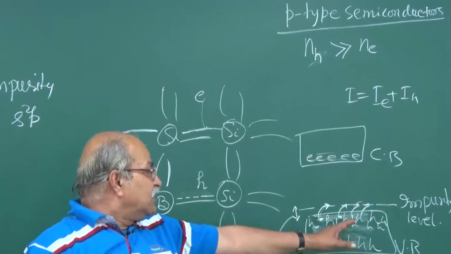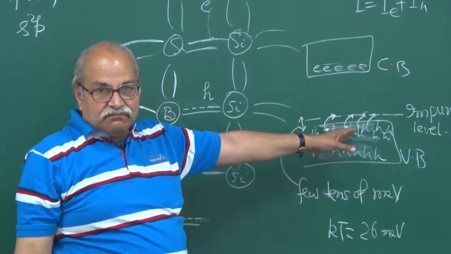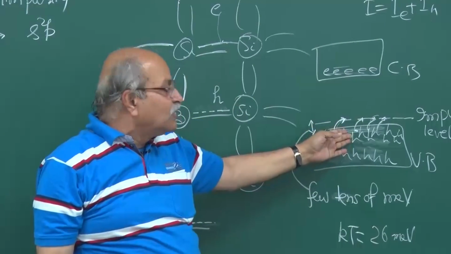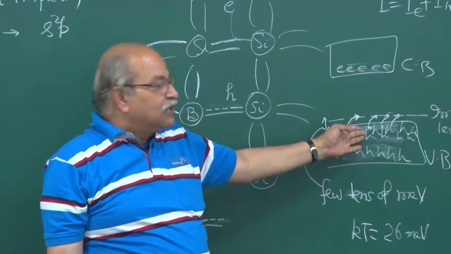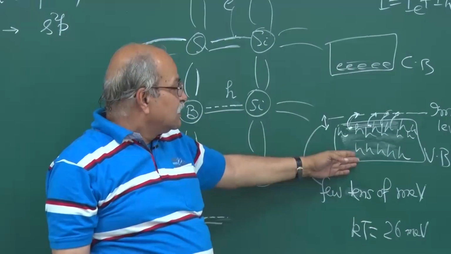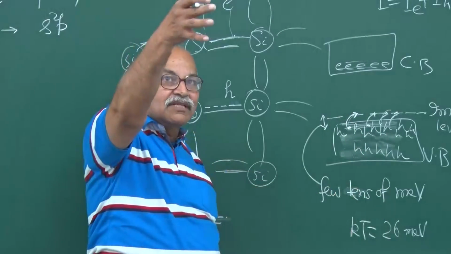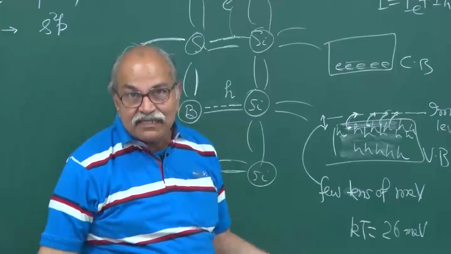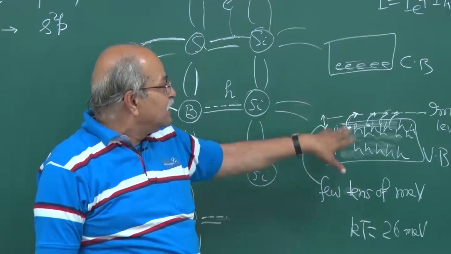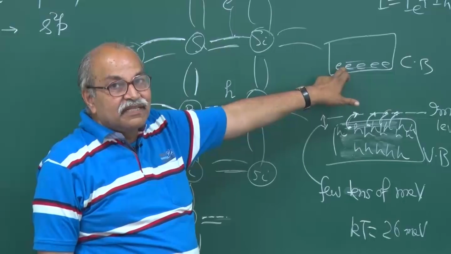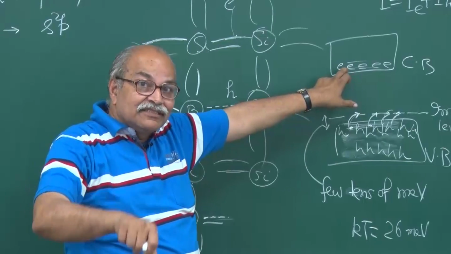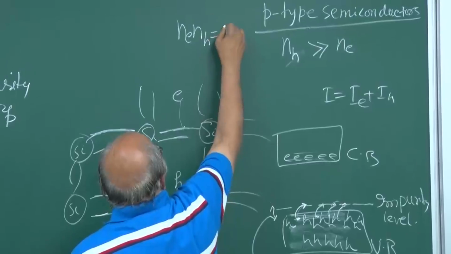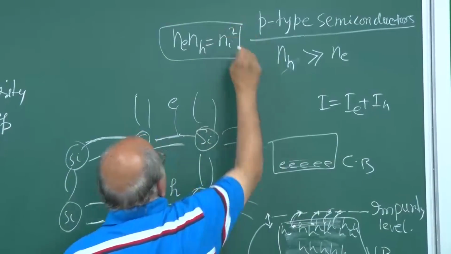Once again, if the number of holes is much larger here, then the probability of an electron coming and falling into some hole will increase. If you have fewer holes, then there is some probability, but if there are too many holes and some electron is there, then the probability of it falling into this hole or that hole or that hole will be much larger. And therefore through recombinations the number of electrons will reduce from intrinsic. So that same equation will hold, Ne into Nh is equal to Ni square. So that holds here also.